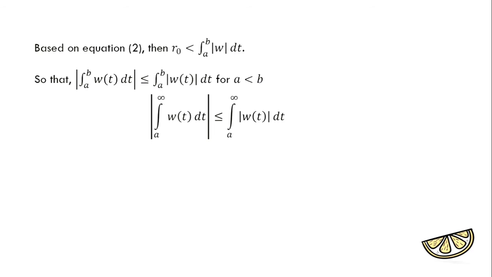So, the last conclusion is the absolute value of the integral of w(t) dt from a to infinity is less than or equal to the integral of the absolute value of w(t) dt from a to infinity. Thank you.